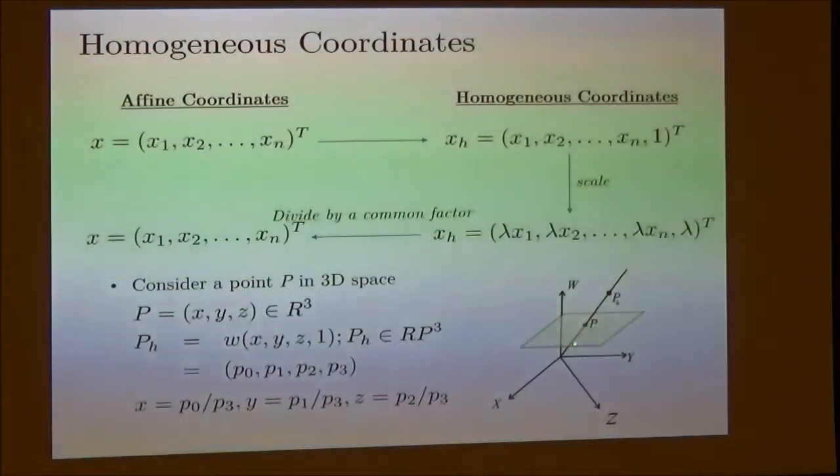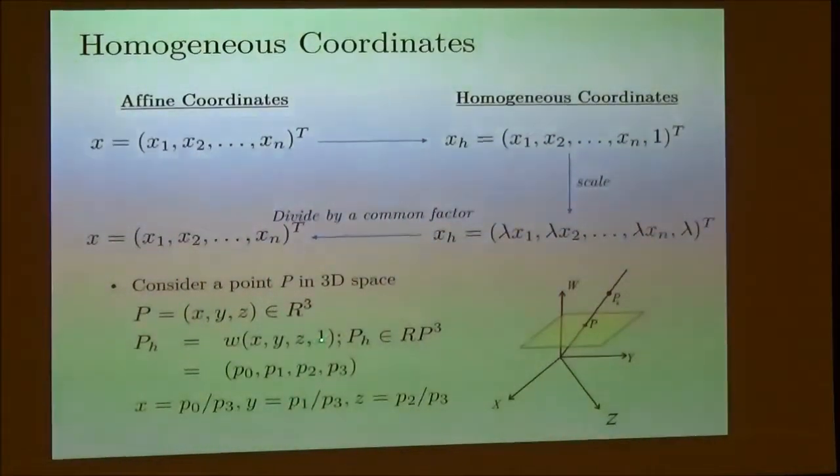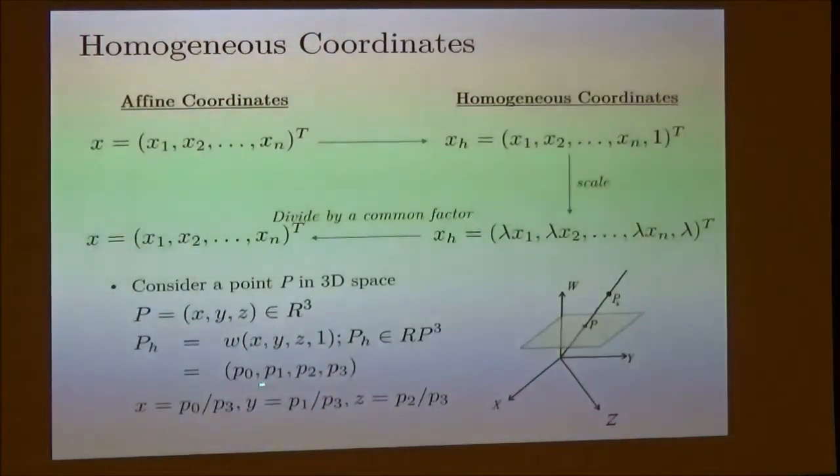Okay? But the advantage is that once you introduce this additional scaling factor, you can do a lot of wonderful stuff. So for R3, let's consider a point in R3, x, y, z. We can turn this into a homogeneous coordinate by adding 1 at the very end, multiplied by a scalar factor. Let's say the new coordinates we get are p0, p1, p2, p3. If you want to get your affine coordinates back, you can divide by the scaling factor. When you divide by the scaling factor, you retrieve your affine coordinates.